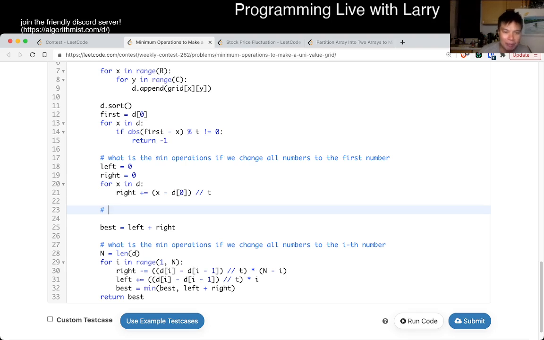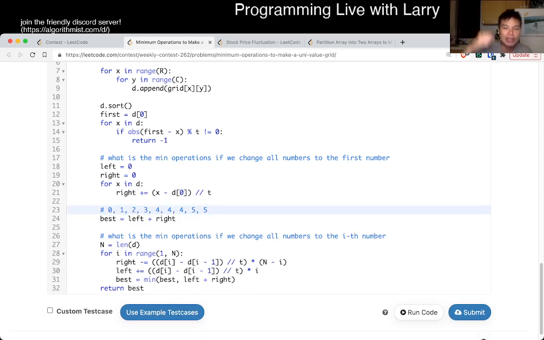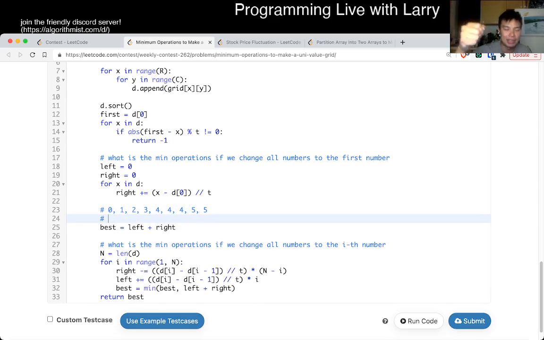You have the first number, and you have some numbers in sorted order, and of course they can be repeated. So now the cost is just the sum of these, pretending that t is 1, or you divide by t, however you want to represent it. This is just the sum of all these numbers. And then moving from the first number to the second number, what does that mean? That means that we're using this number instead.